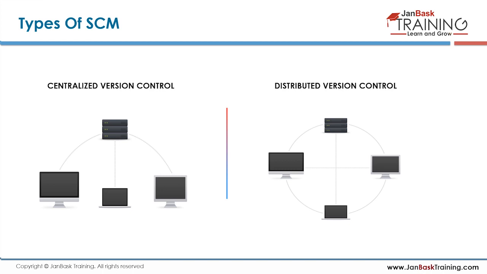Now the next topic is what are the different types of SCM. We basically have two types of SCM: centralized version control and distributed version control. Let me explain the difference between both. The main concept of centralized version control is that it works in a client and server relationship. The repository is located at one place, for example, and access is allowed by different clients at the same time.